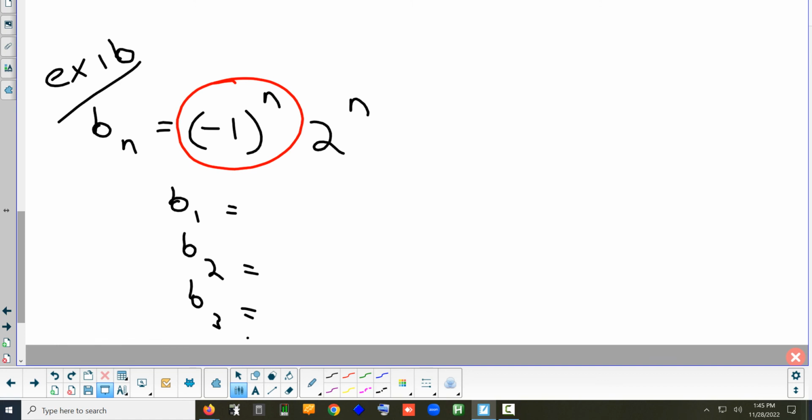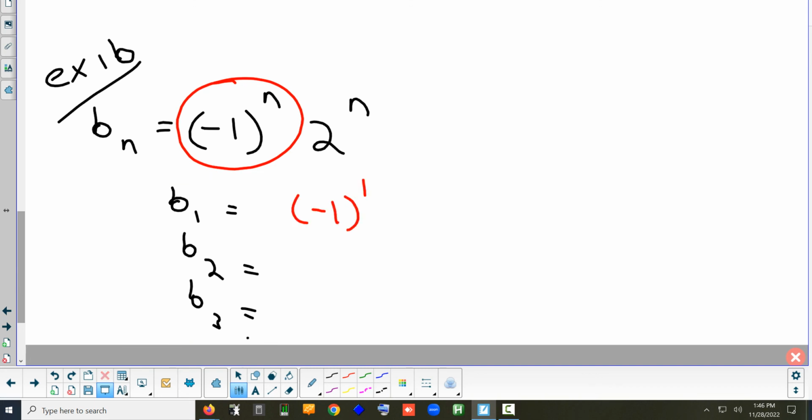So what the negative 1 to the n is basically going to do is cause this sequence to oscillate positive, negative, every other term. Right. So let's start with the first term. Tyler, what would I plug in to get my first term? Replacing the n with 1. Good. Everywhere you see an n.